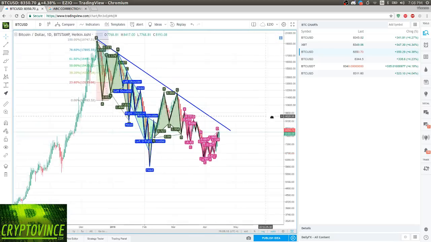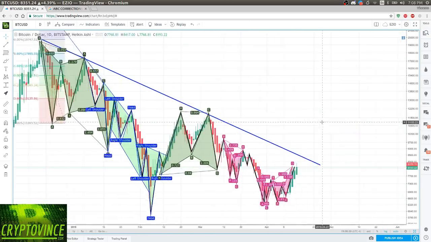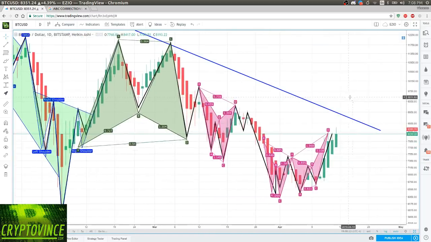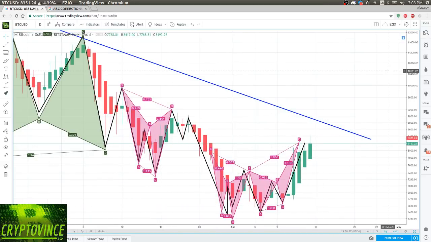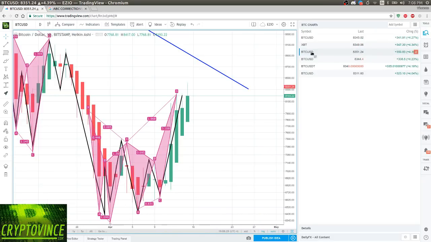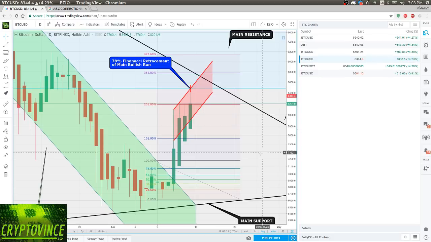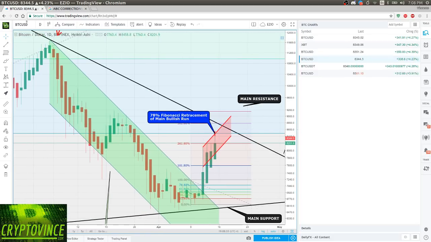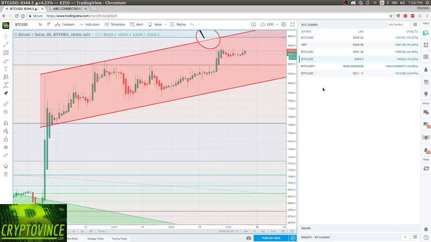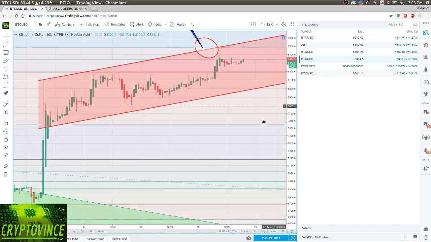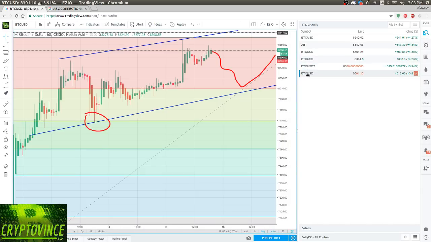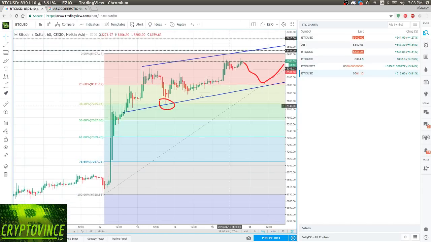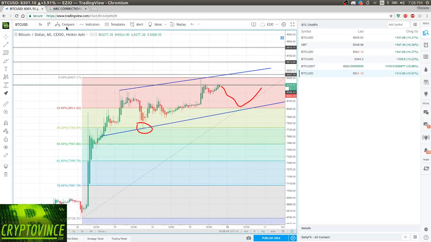What I got here, I got some other harmonic patterns. These were just playing around with those. This is my flag on the 1 hour chart. And that's my harmonic pattern. Yeah, so this is the situation at the moment.